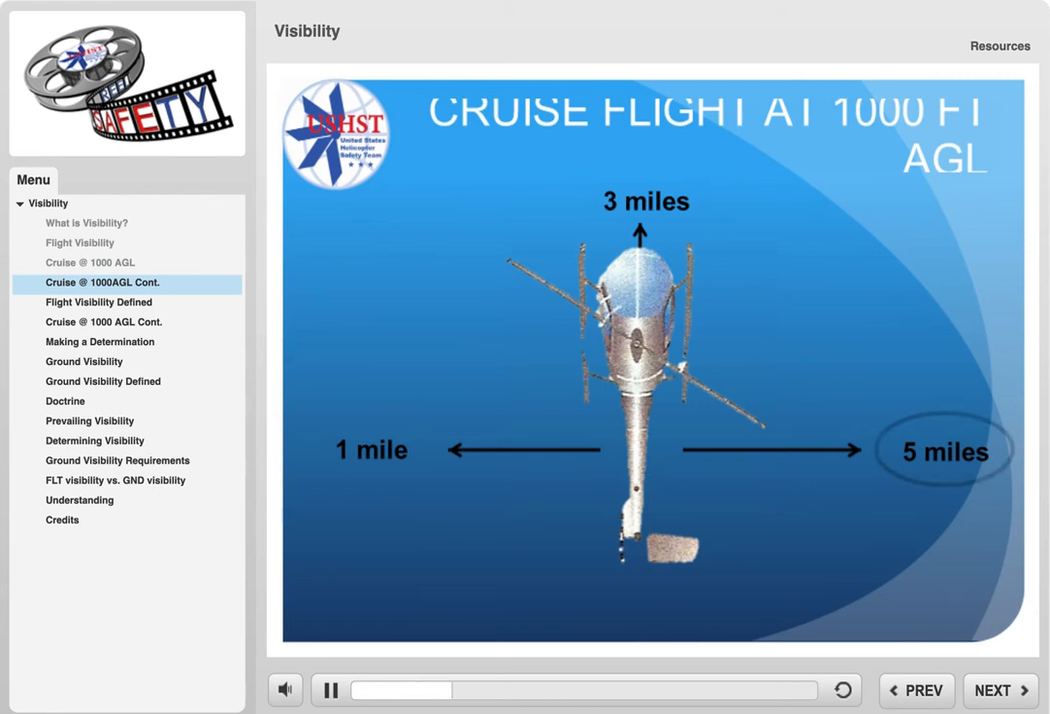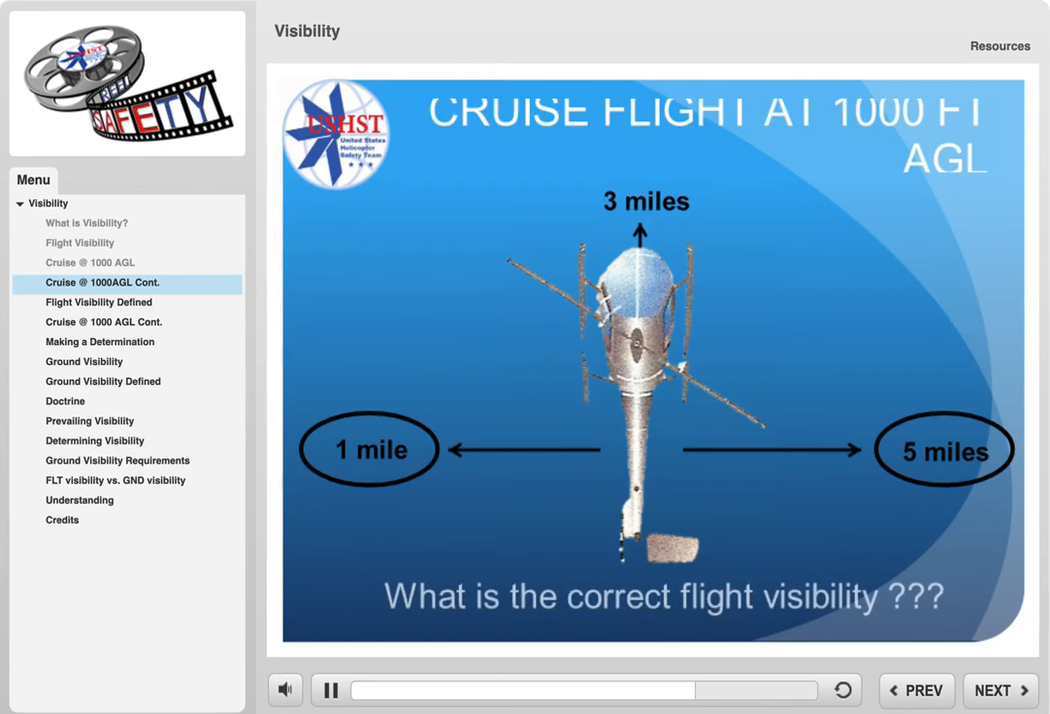Some pilots will take the highest, 5 miles. Some will take the lowest, 1 mile, while some might even average the 3. What do you think the correct flight visibility is?